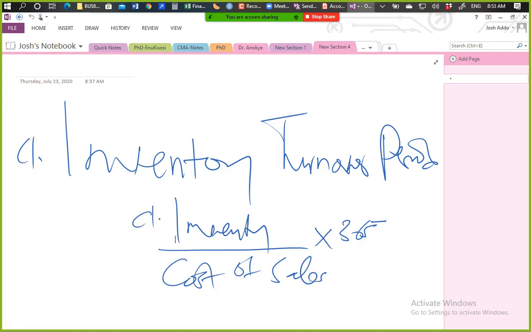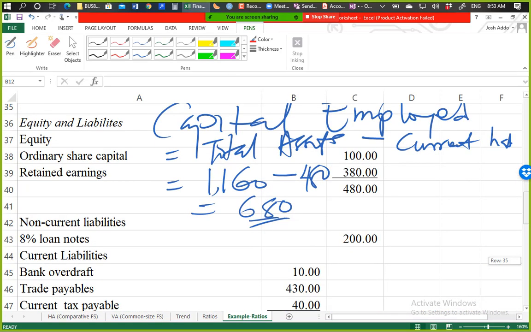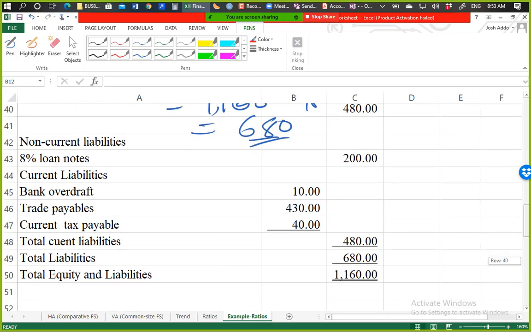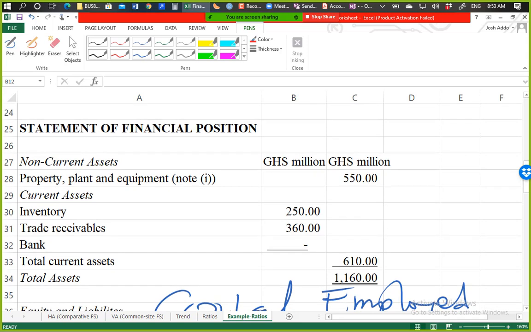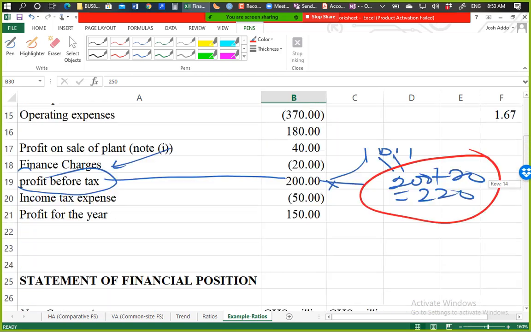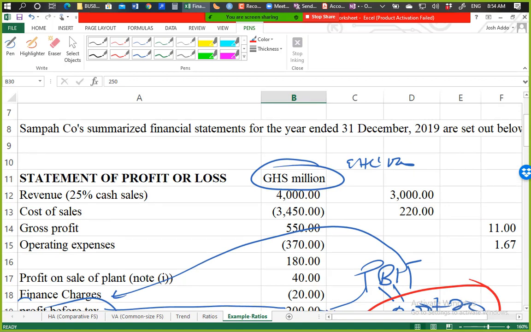So let's go back to our question. For our question, we need inventory at the end of the period, and then cost of sales. These are the things we need. The 365 is constant. So let's go. Inventory will be picked from the balance sheet. So inventory figure is 250, right? Inventory figure is 250. And then let's see the cost of sales. Cost of sales is 3450.